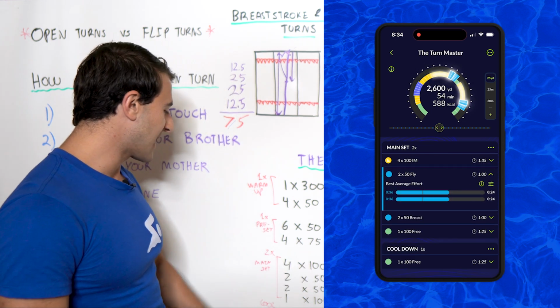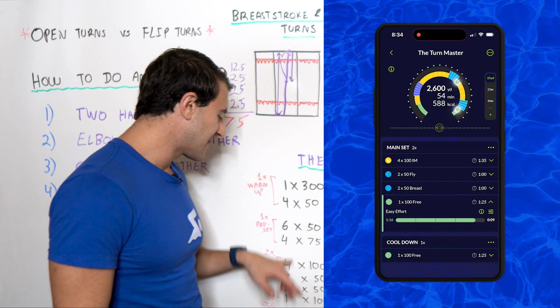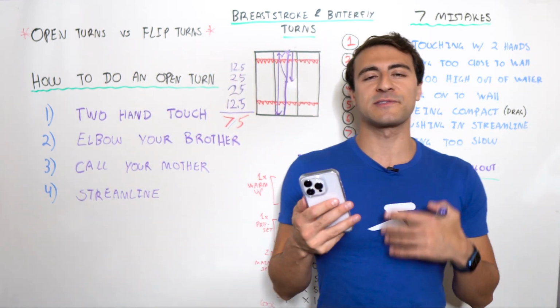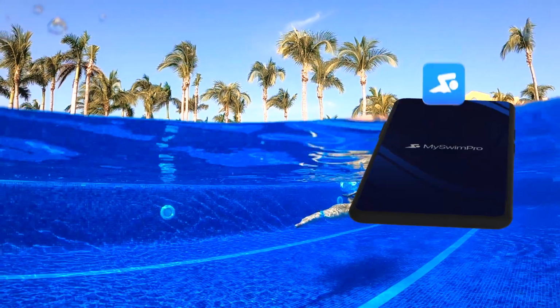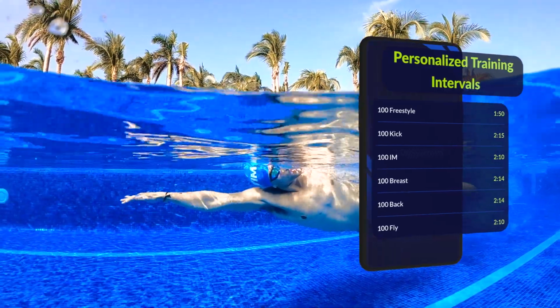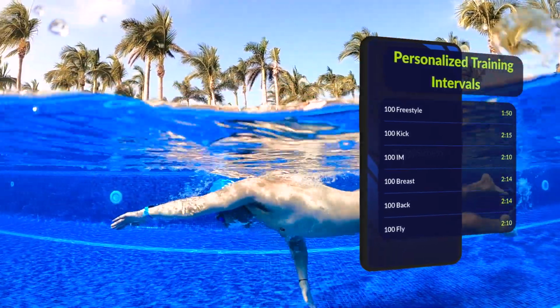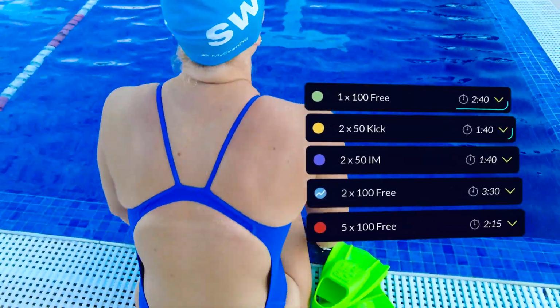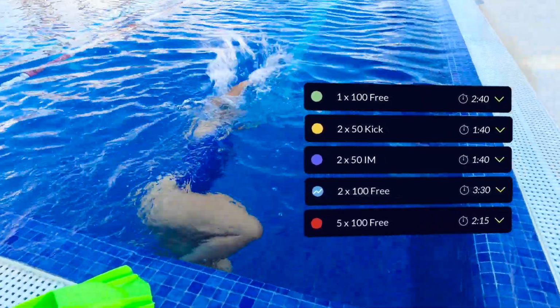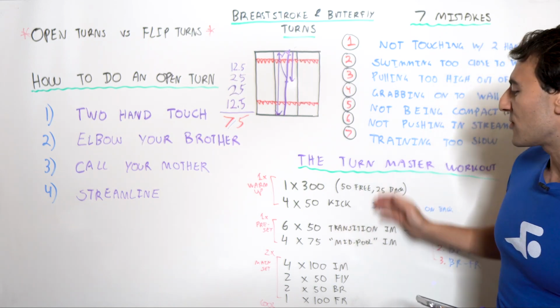We go 4 100s IM, 2 50s fly, 2 50s breast, and then a 100 freestyle. Nice and easy. Again, the intervals, the effort levels and the equipment use are all prescribed in the MySwimPro app, because the MySwimPro coach has an algorithm that personalizes the entire workout, intervals and goal times, all for you. It's absolutely amazing. It's the greatest thing since sliced bread. But yes, really it is. So make sure you check that workout out.